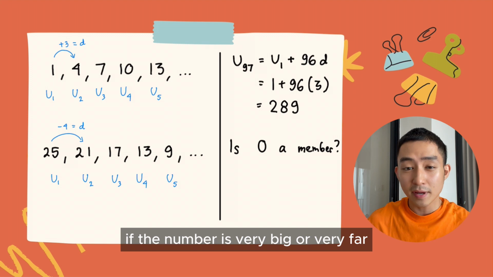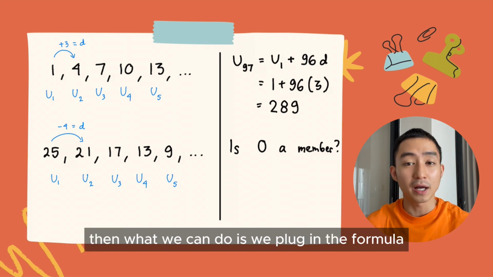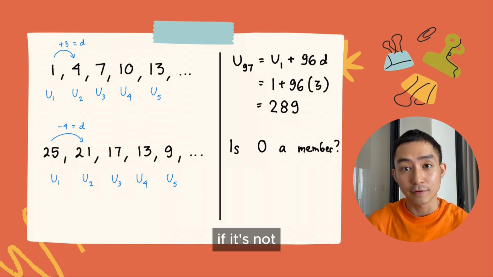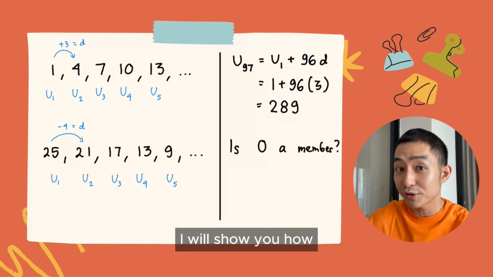If the number is very big or very far, then what we can do is plug it into the formula and check whether n is a natural number. If it's not, then it's not part of the sequence. I will show you how.